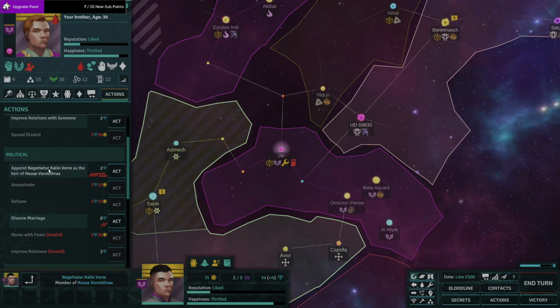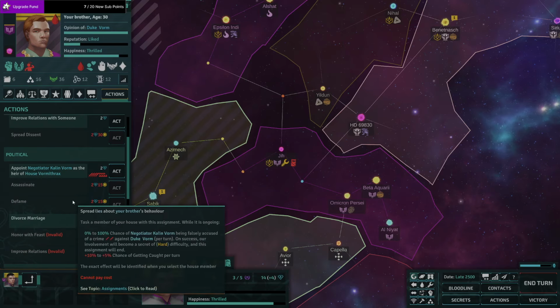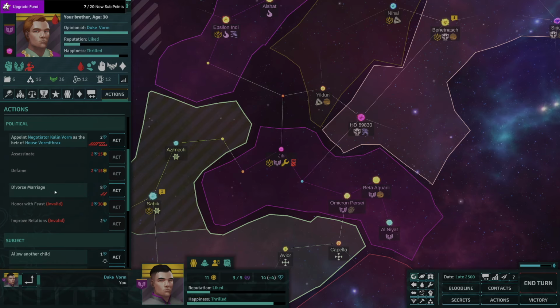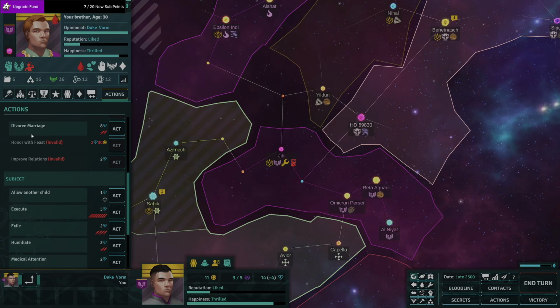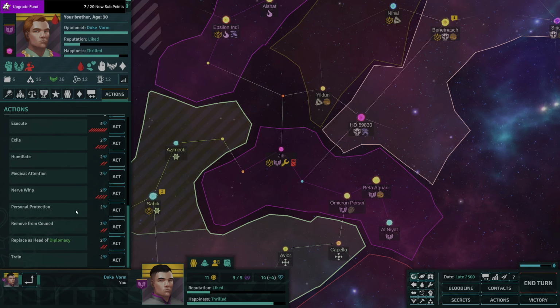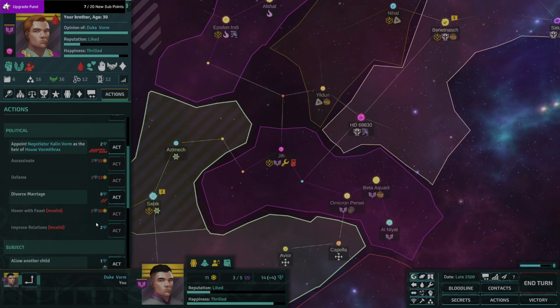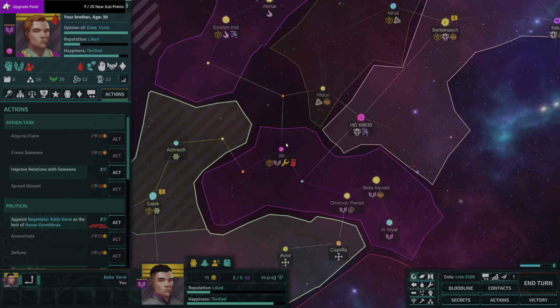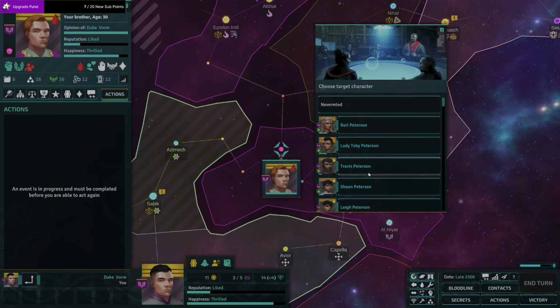So, there's other options here. We can appoint him as the heir. We can assassinate him. We can defame him. We can tell him to divorce. Honor with a feast, improve relations, allow another child. This is personal stuff unrelated to his position, but you can kind of see the list of possibilities here. Quite a few things, but we're primarily at this point looking at just the task list related to his position on the council. So let's go ahead and improve relations with Capella. Let's try to be nice with Capella, and we will act on that.